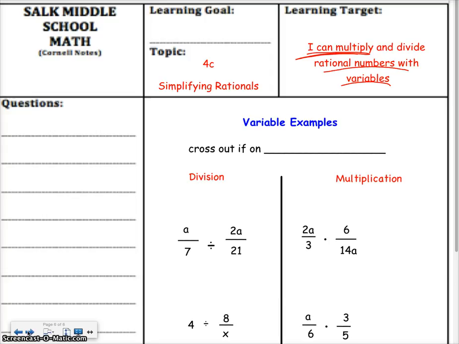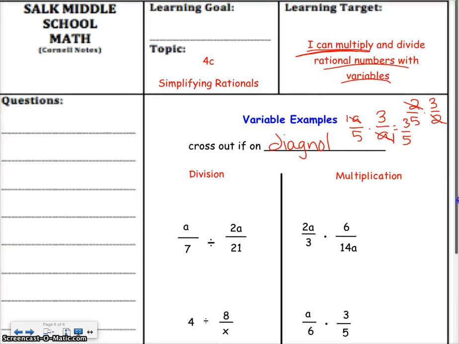What we need to know with variables is you can cross them out if they're on the diagonal. For example, a over 5 times 3 over a. You could cross out the a's and turn it to 1 over 1. It's just like 2 over 5 times 3 over 2. Notice how you cross out those 2's? It's the same thing with a variable. And then you go top times top over bottom times bottom.